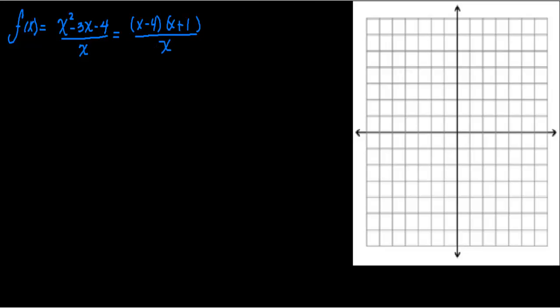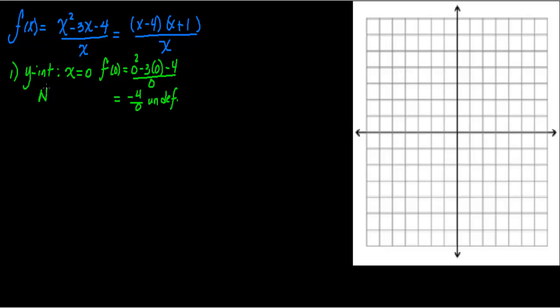Okay, my first step in gathering information to plot this graph is find the y-intercept. How do I find the y-intercept? Anywhere there's an x, you substitute 0. In other words, you're evaluating the function at 0, which is equal to 0 squared minus 3 times 0 minus 4 over 0. And that will equal negative 4 over 0, which is undefined. That means there is no y-intercept.